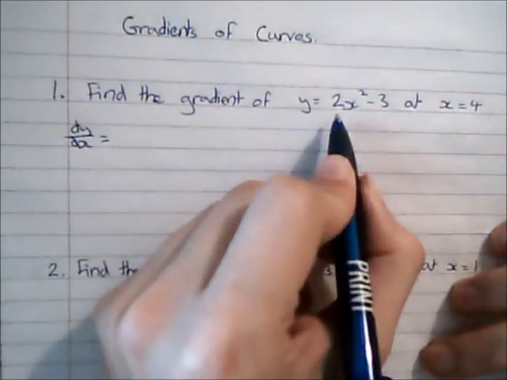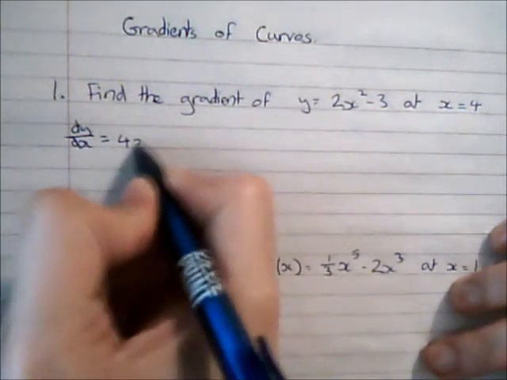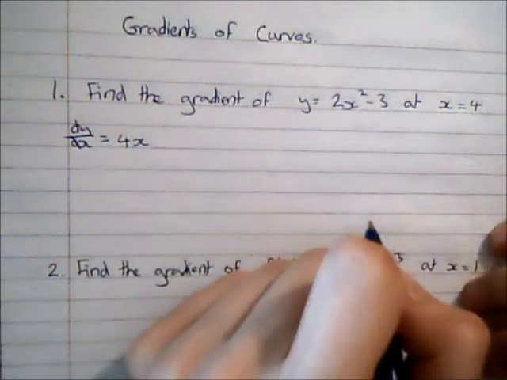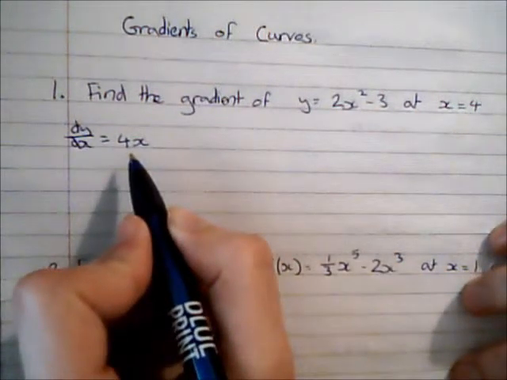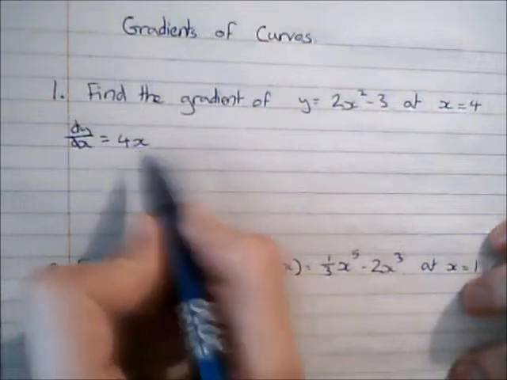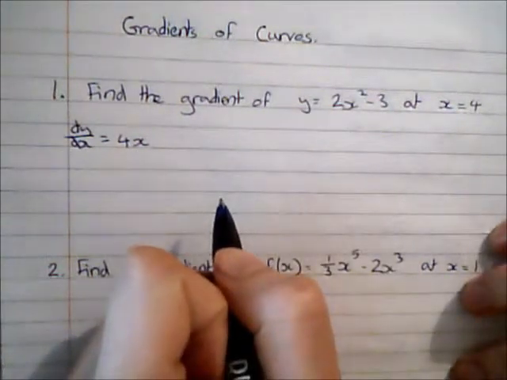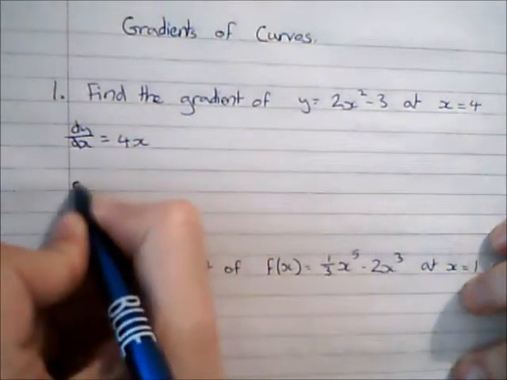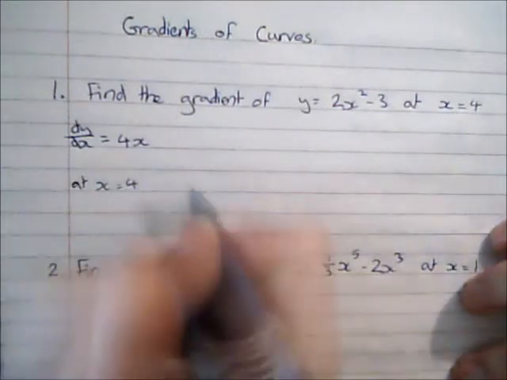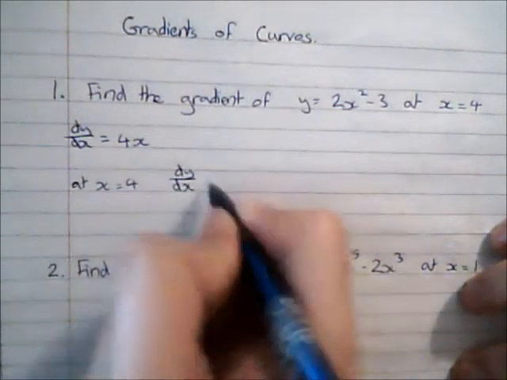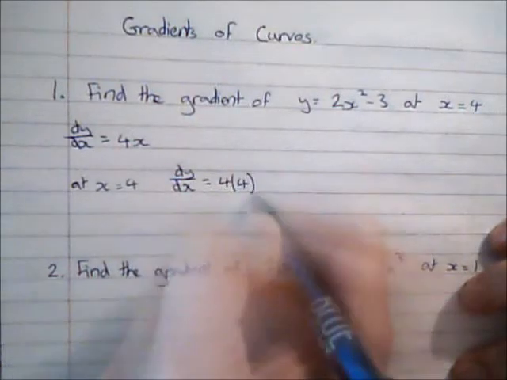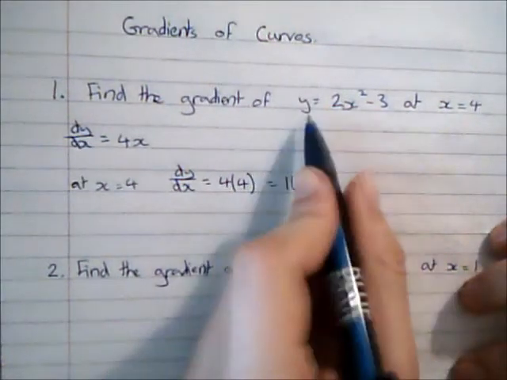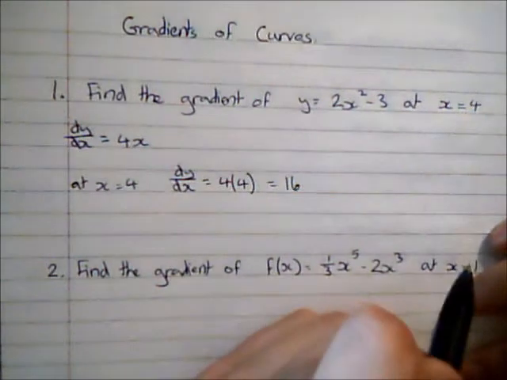and so I'm going to differentiate the first term, so I multiply by the power and reduce the power by 1, and when I differentiate, numbers on their own will disappear. So 4x is the gradient of the curve y equals 2x squared minus 3, I should say. And I want to find it at the specific point where x equals 4. So at x equals 4, dy by dx is equal to 4 lots of 4. So I'm just substituting in my value for x. So I get 16. So the gradient of this curve at the point where x equals 4 is 16.